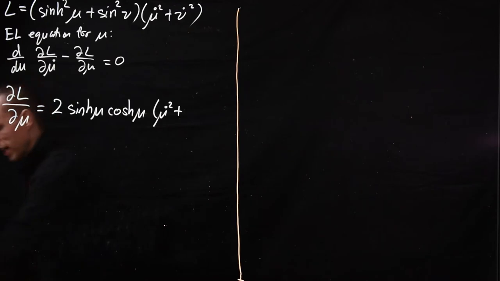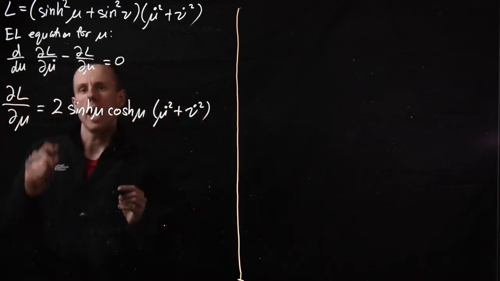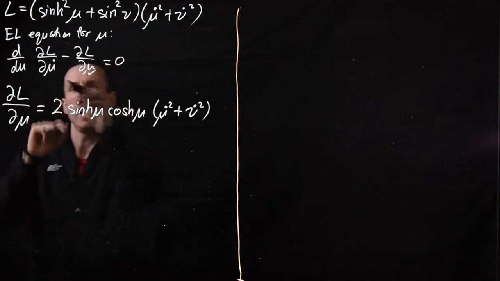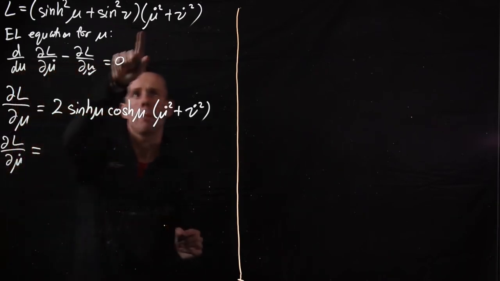The square should be inside. Okay, so that's that part. And now I need this, so dL by d mu dot. And what will that be?